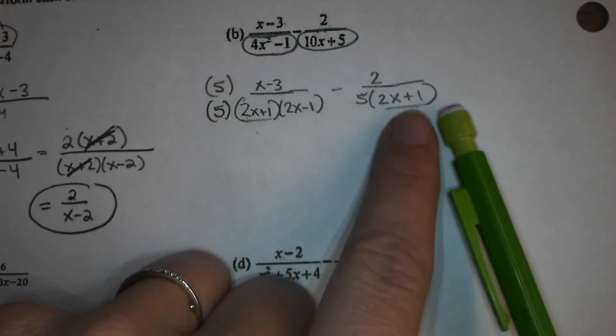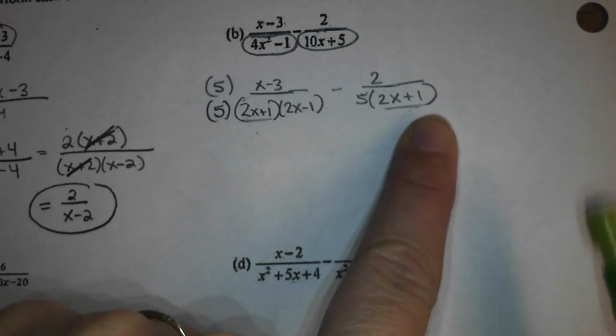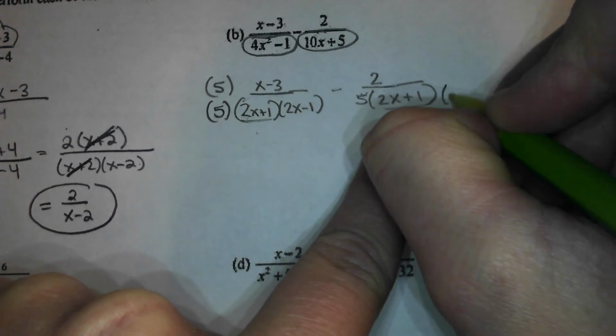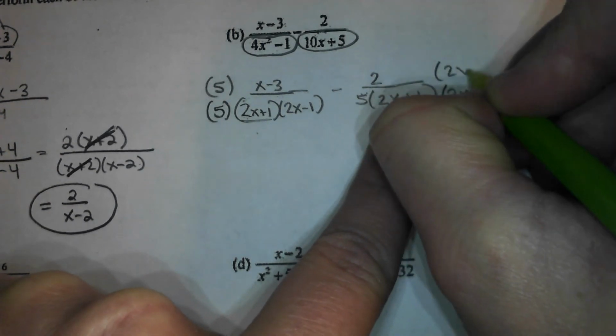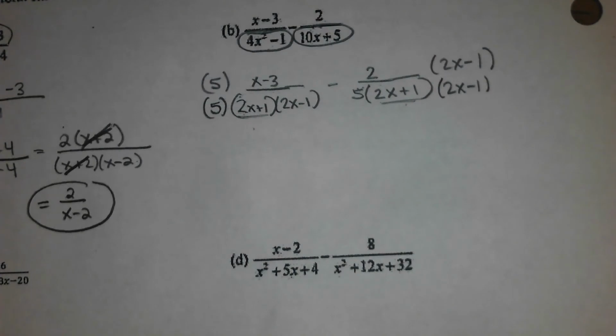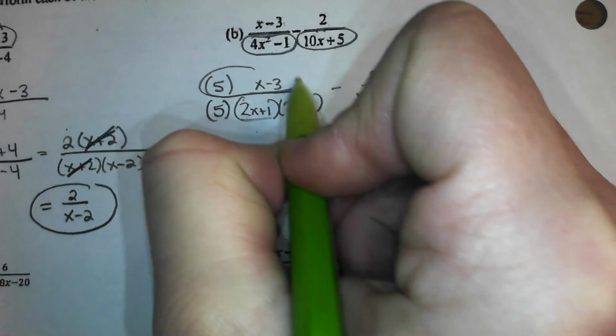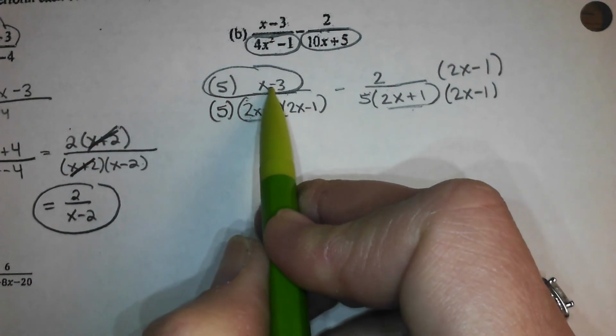And Lucas B, keep going. What does this one need that this one already has? 2x minus 1. So, when you're distributing 5x minus 15, good.